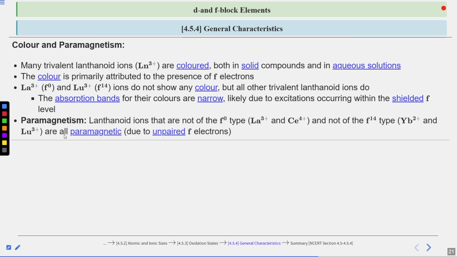Paramagnetism. Lanthanoid ions that are not of the f0 type, like La3+ and Ce4+, and not of the f14 type, like Yb2+ and Lu3+, are all paramagnetic due to the presence of unpaired f electrons in them. So paramagnetism means there is an unpaired electron present in the element.